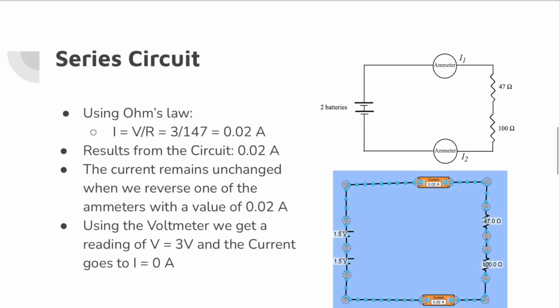Using Ohm's law and the diagram given, we were able to calculate the current at 0.02 amps before building it in the circuit construction kit online with the same outlook, and had the same calculations on the ammeters with a value of 0.02 amps for the current. Then we used the voltmeter. We got a reading of 3 volts, and when we did this, the current went to 0.